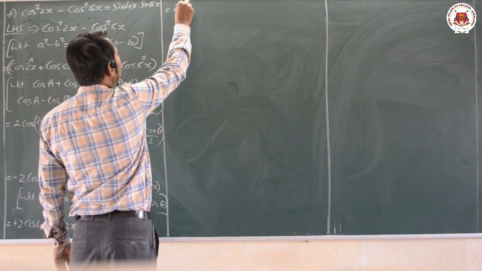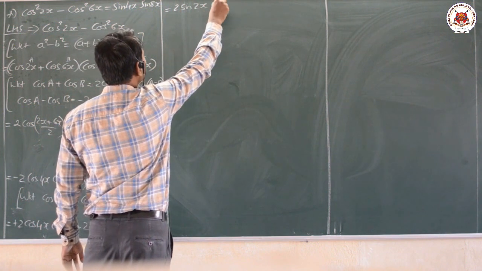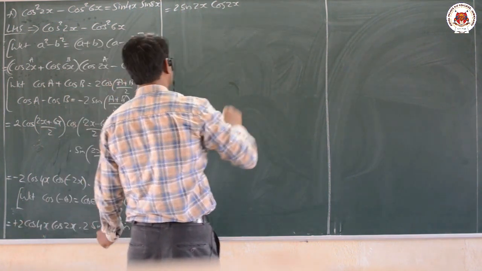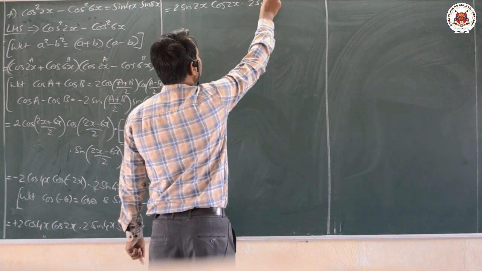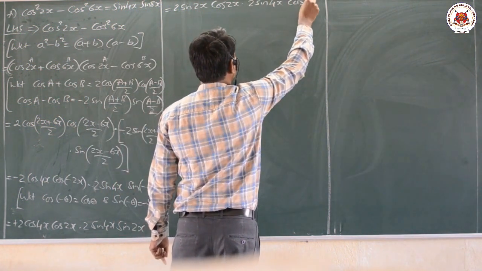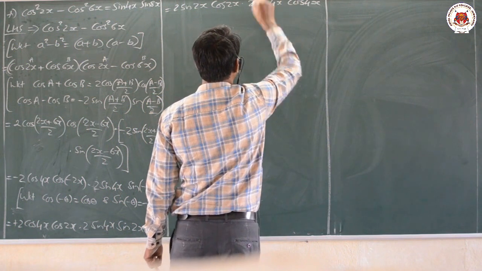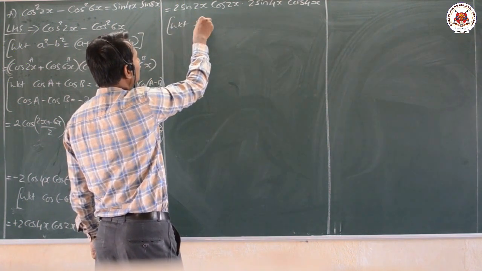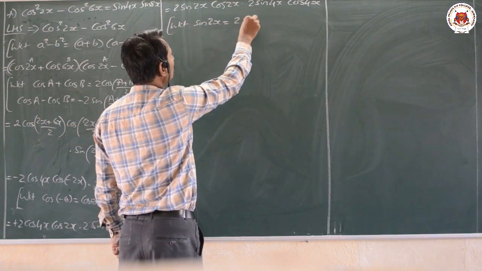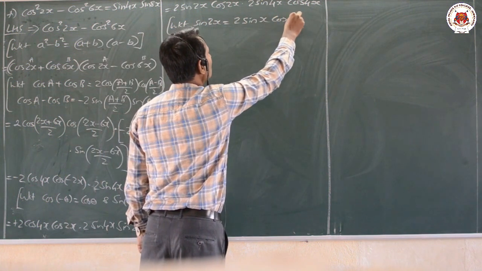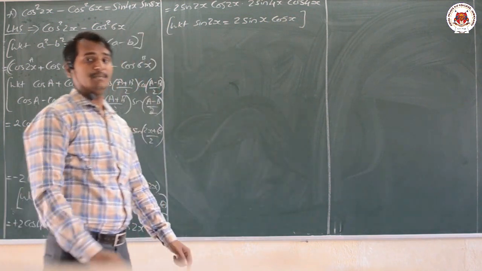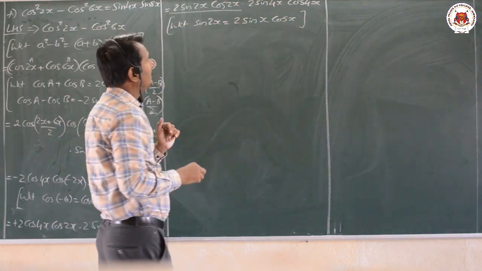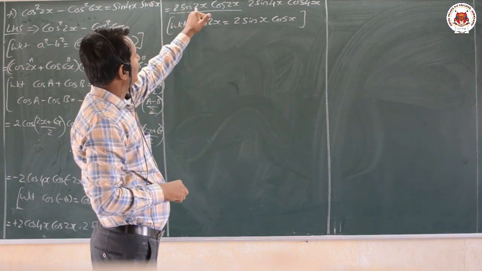So what we get here is 2 sin 2x into cos 2x. Similarly, 2 sin 4x into cos 4x. In this manner I will group here. Again, one formula: we know that sin 2x equals 2 sin x into cos x, dear students. That means in this particular thing, whatever I had underlined here, sin x, 2 sin x cos x.